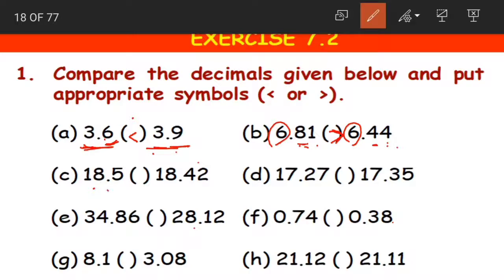Next we have 18.5 and 18.42. Here do not get confused. Do not compare 5 and 42. Do not say that 5 is less than 42. No children. Here we have to compare the digit in the 1/10 place. Here we are having 5 and we are having 4. 5 is greater than 4. So that is why 18.5 is greater than 18.42.